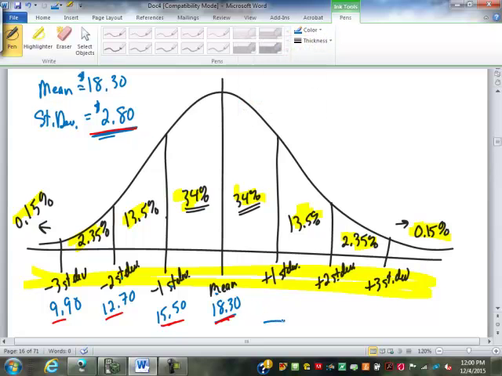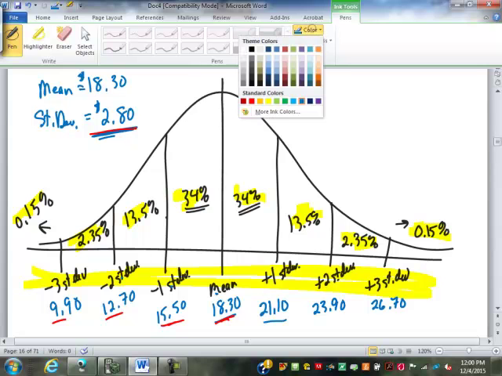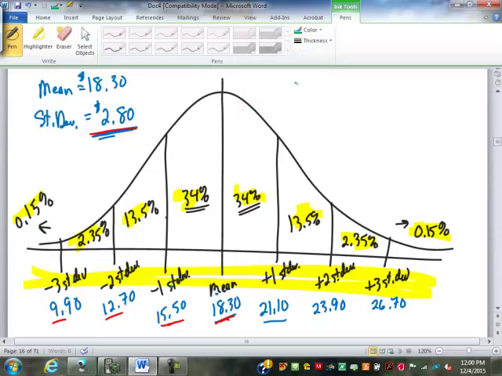Going up, what do you think I'm going to do? I'm going to add the standard deviation. So this is $21.10. This will be $23.90 and $26.70. So, what does that mean?